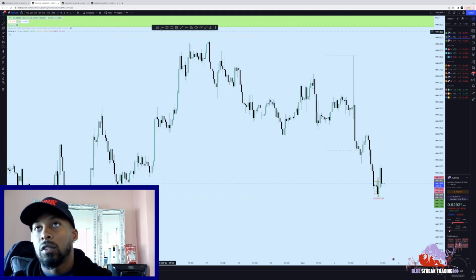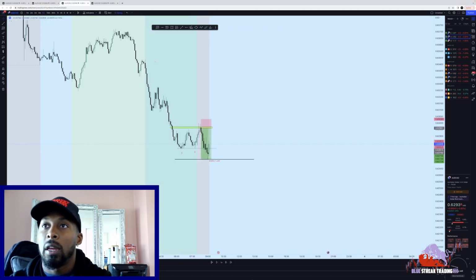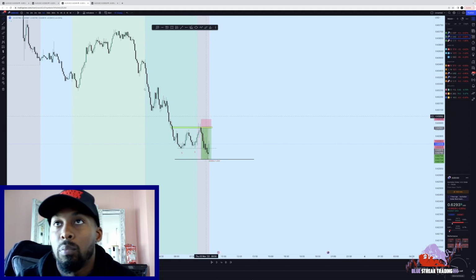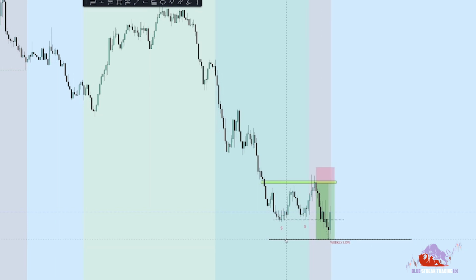A couple things you can do. You see price is already on a downtrend, right? Let's just go to a 5-minute chart. This is what I was looking at. Price is already on a downtrend. This black line that I have marked up is your weekly low.